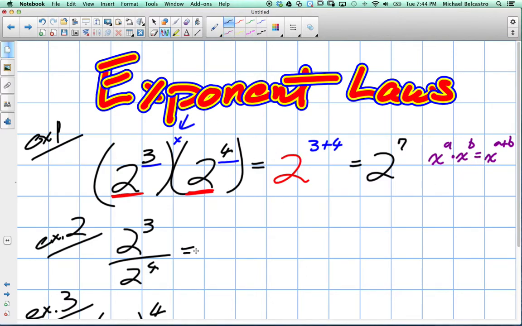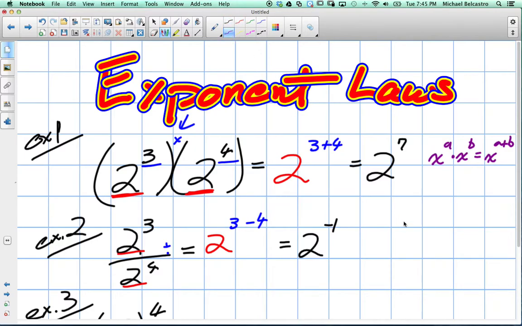In the next one, it's the same idea. We keep the base the same. In this case, the base is 2. And because it's division, what do you think we do to the 2 exponents instead? Before we added them as multiplication, right? Because division is the opposite of multiplication, and the opposite of addition is subtraction. So 3 subtract 4. Okay. What is 3 subtract 4? Negative 1. Okay.